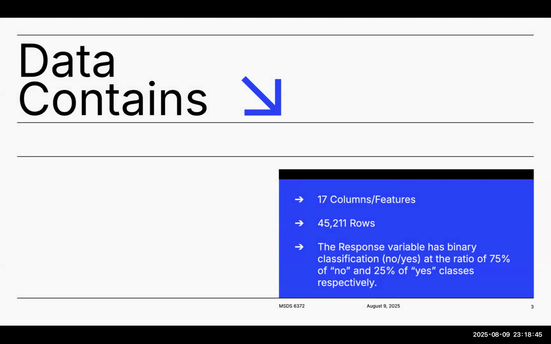The response variable has a binary classification. It's either no or yes. It's a ratio of 75% for no and 25% for the yes classes, respectively.